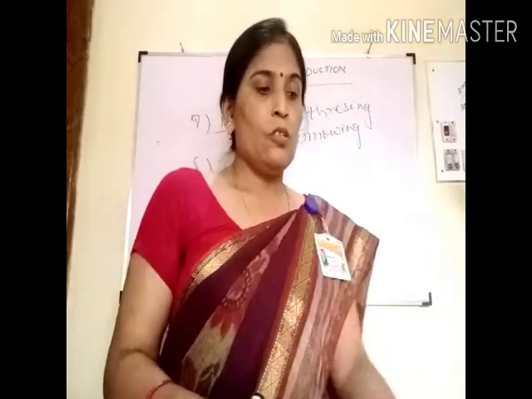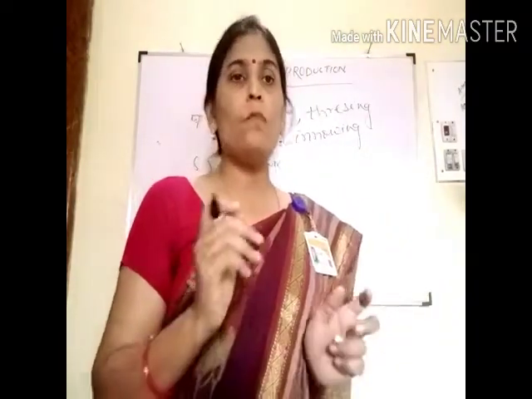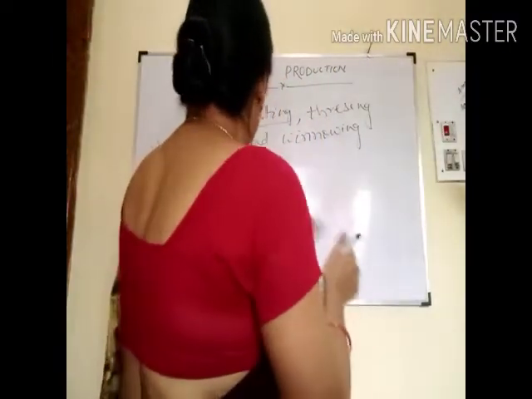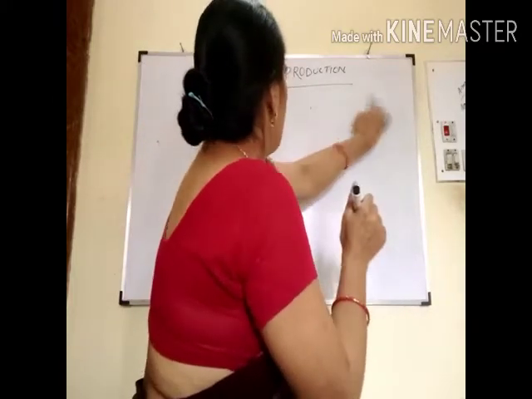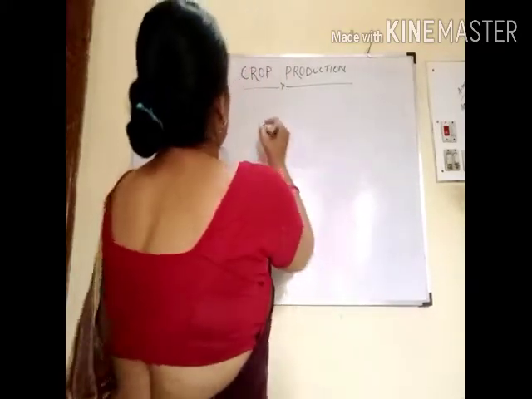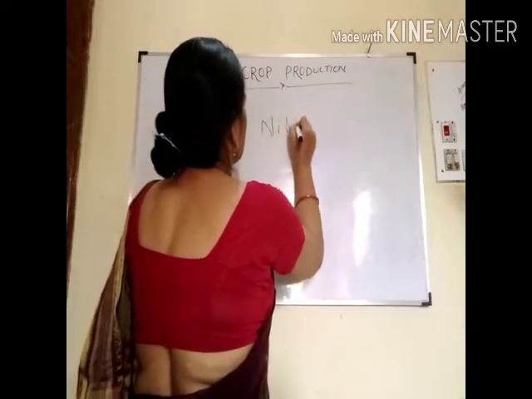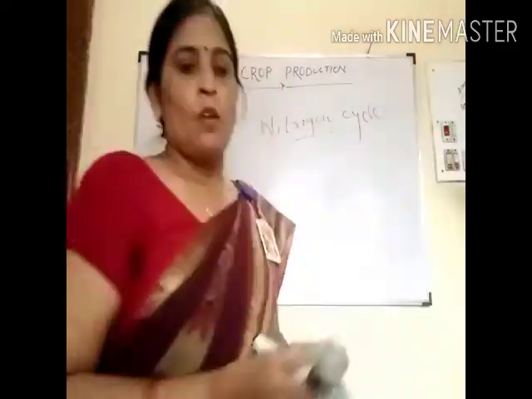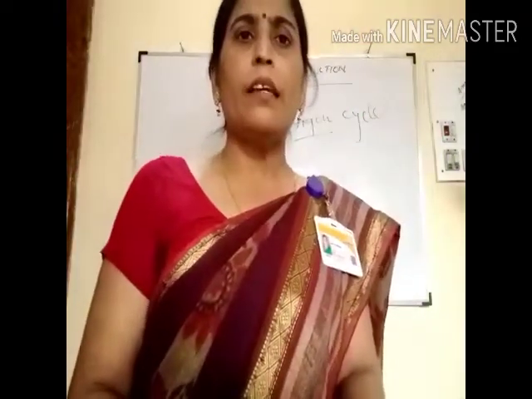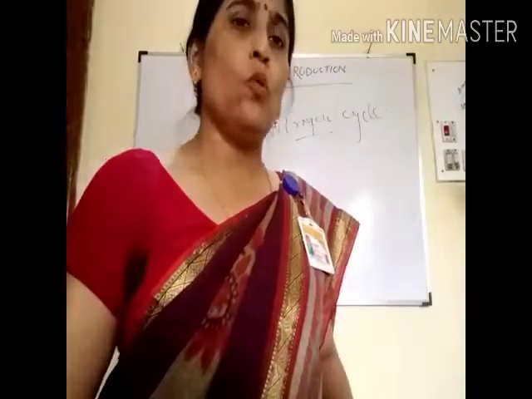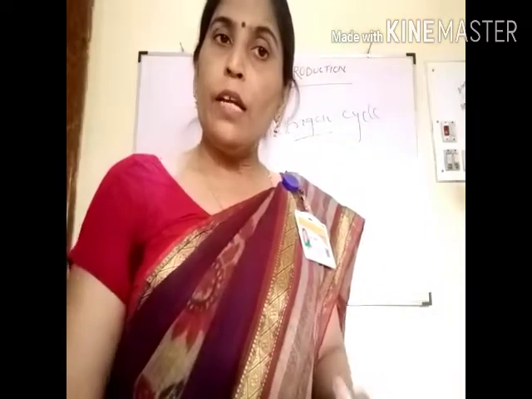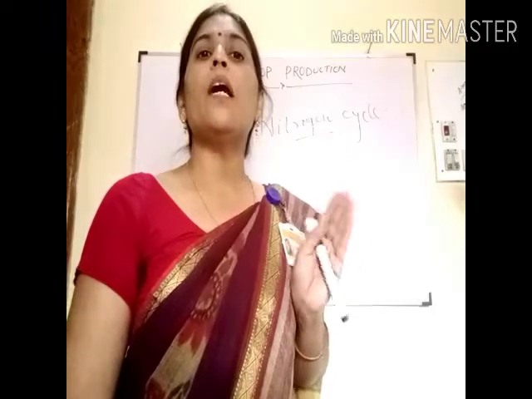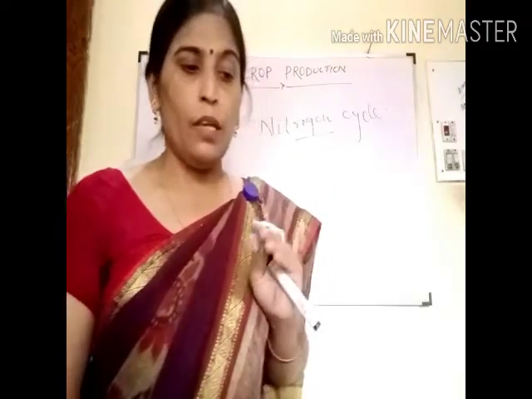Now next, so this is all about your crops. Now one most important topic we have to see is the nitrogen cycle. So what is the nitrogen cycle? Like the water cycle and oxygen cycle, we have a nitrogen cycle also. We all know that nitrogen is 78% of the atmosphere, but plants can't take it directly from it.